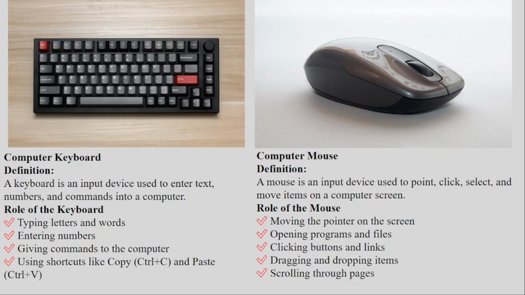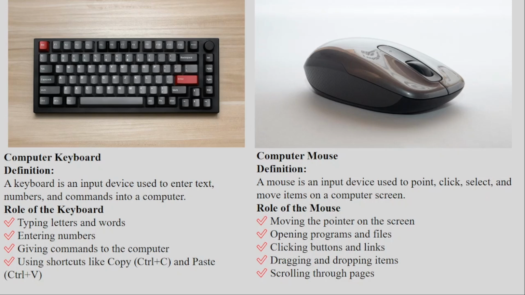A keyboard is an input device used to enter text, numbers, and commands into a computer. Its roles are typing letters and words, maybe if you're using Word and other things, entering numbers, this could be Excel or any other software, and also giving commands, as you will be seeing. It is also used for shortcuts like copy, Control C, which is used for copying, and paste, Control V. We shall see those when we get into practicals. That's the main role of a keyboard.